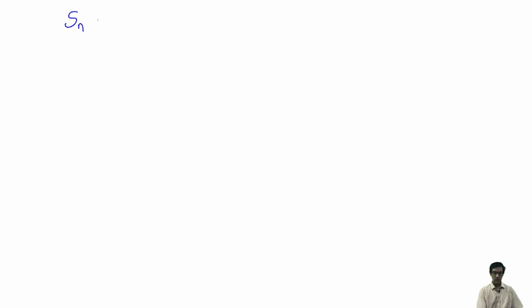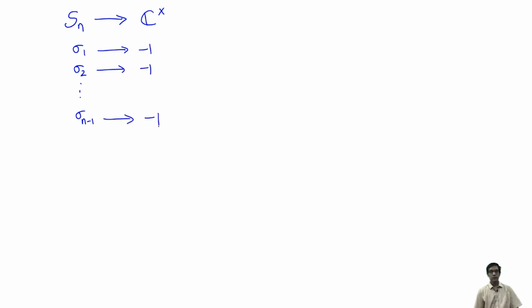So this is the only other possible homomorphism, and again, what does this homomorphism do to the other elements of the symmetric group? If I take Sn to C star, I have sigma 1, sigma 2, up to sigma n minus 1, all the simple transpositions, mapping to minus 1. That's what this homomorphism does. But what about the other elements? What if I take an arbitrary permutation in Sn? What does it map to? Well, I take that arbitrary element and write it as a product of the simple transpositions.